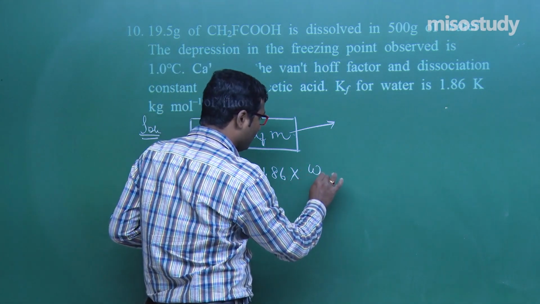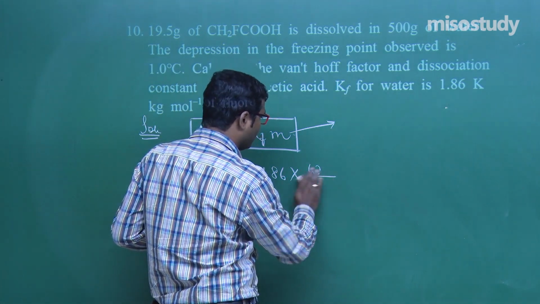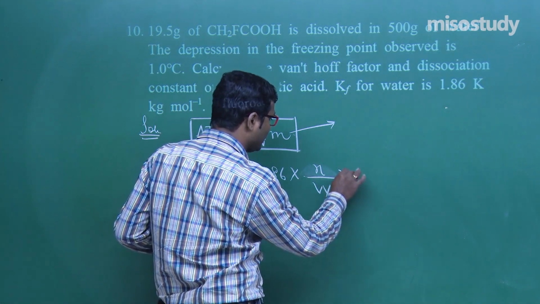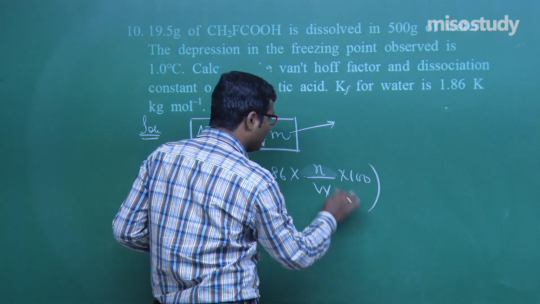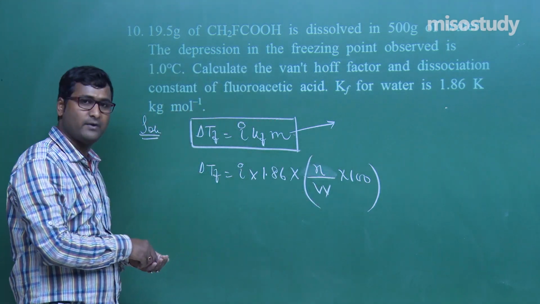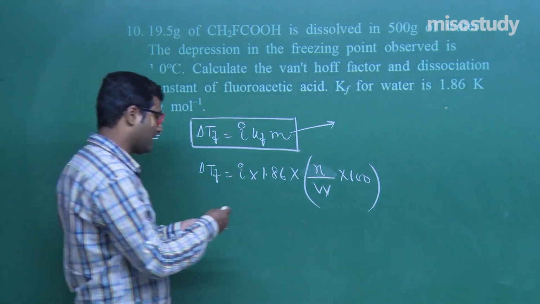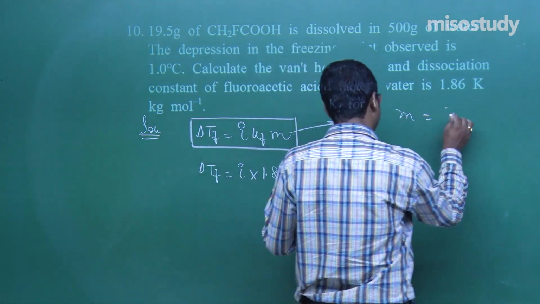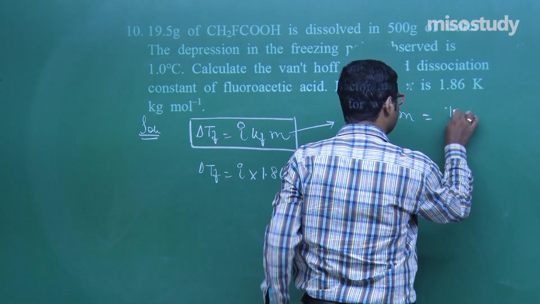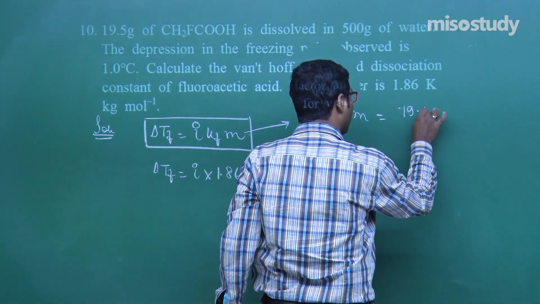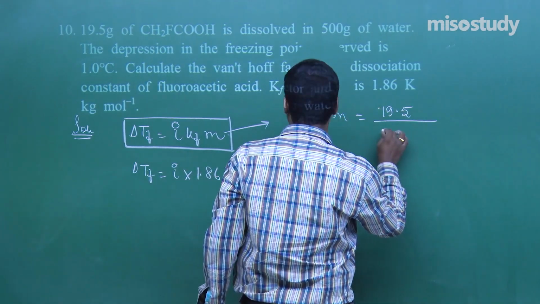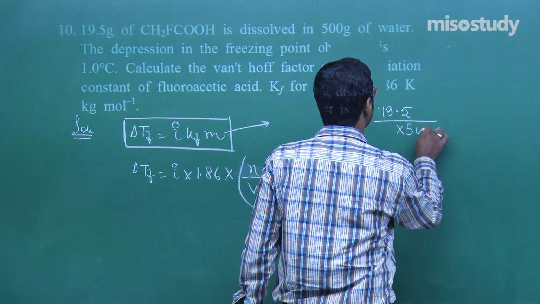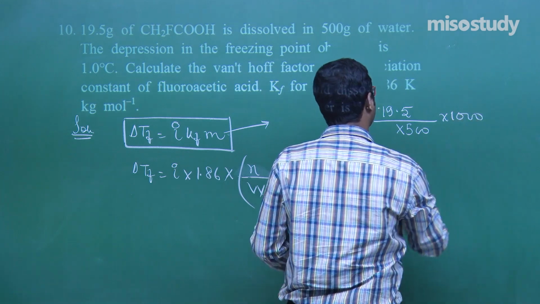Molality m is the number of moles of solute upon weight of the solvent in kg, or number of moles of solute upon weight of the solvent in gram multiplied by 1000. Clear? Now molality, solve it. n is equal to given mass. What is given mass? 19.5, my friend, upon the molar mass of CH2FCOOH. And the weight of the solvent is 500, multiplied by 1000.